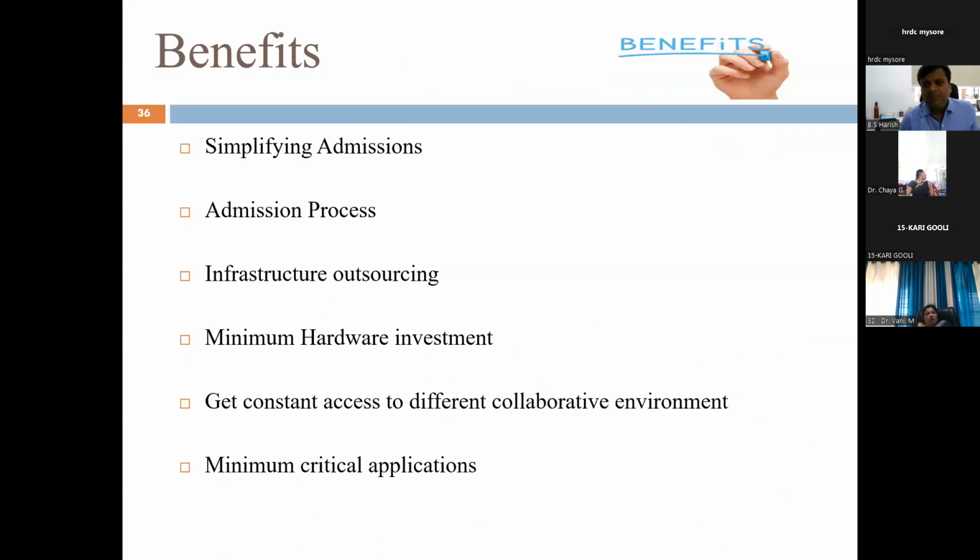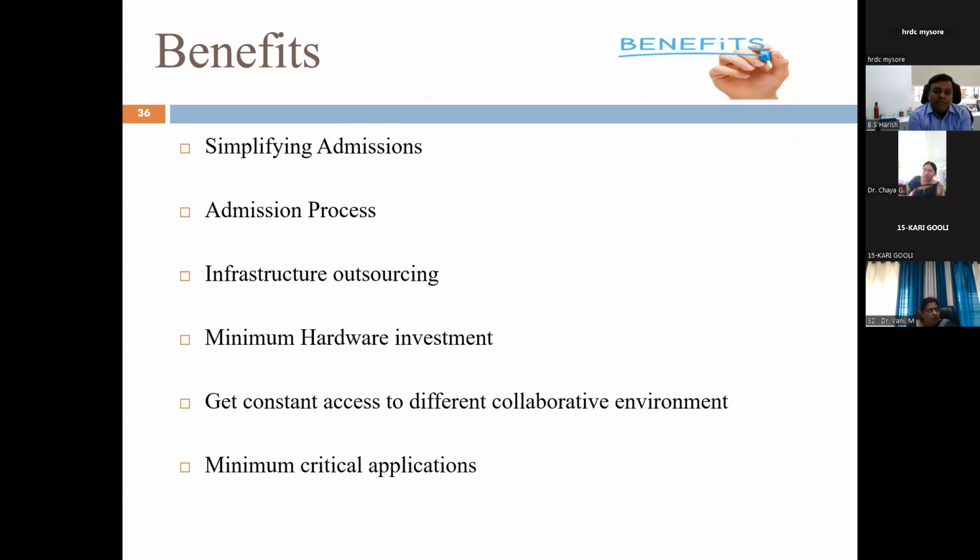Okay, so some of the benefits of using the cloud in the education field is simplifying admissions, right? Because you need not have a separate server, separate storage in order to maintain the student databases. You can just simply go on posting in the cloud, and then you have an admission process where you can sit anywhere and take the admission to the university.